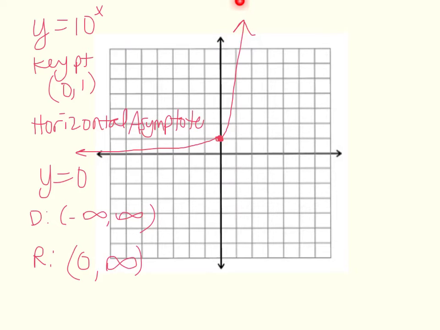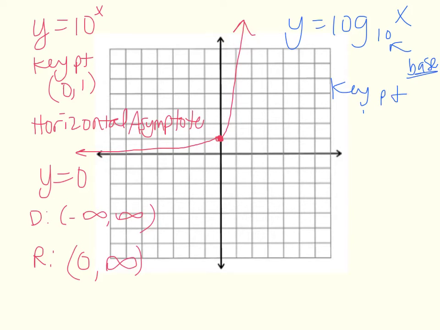Now, the logarithmic function, and this is a base right here. If there is no base, then it's just assumed that it's a 10. And we'll work with other base numbers later. But its key point is at (1, 0).